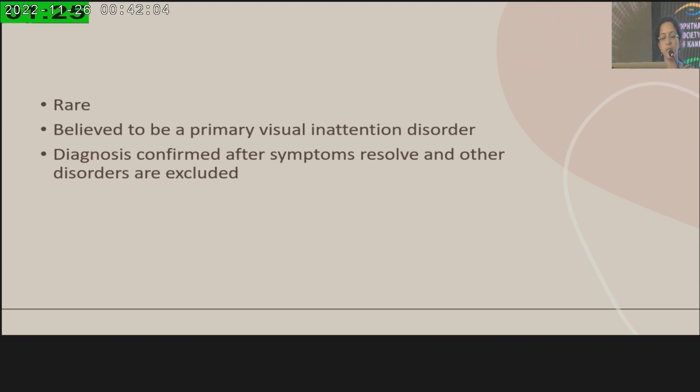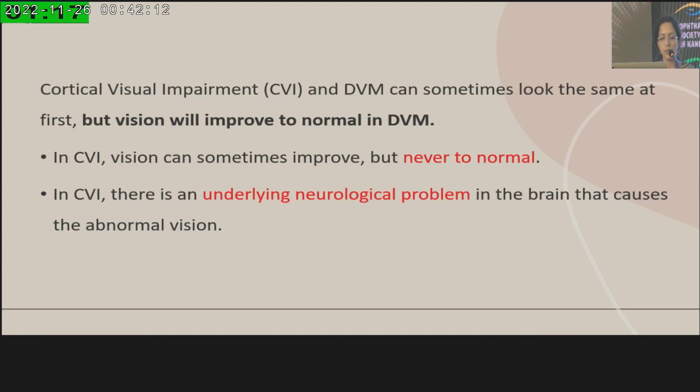So again, believed to be a primary visual inattention disorder. Diagnosis is confirmed after symptoms resolve and other disorders are excluded. So CVI and DVM may look alike. Vision will improve to normal in DVM. In CVI, vision can improve but never to normal. And of course, there is an underlying neurological problem that explains the abnormal vision.